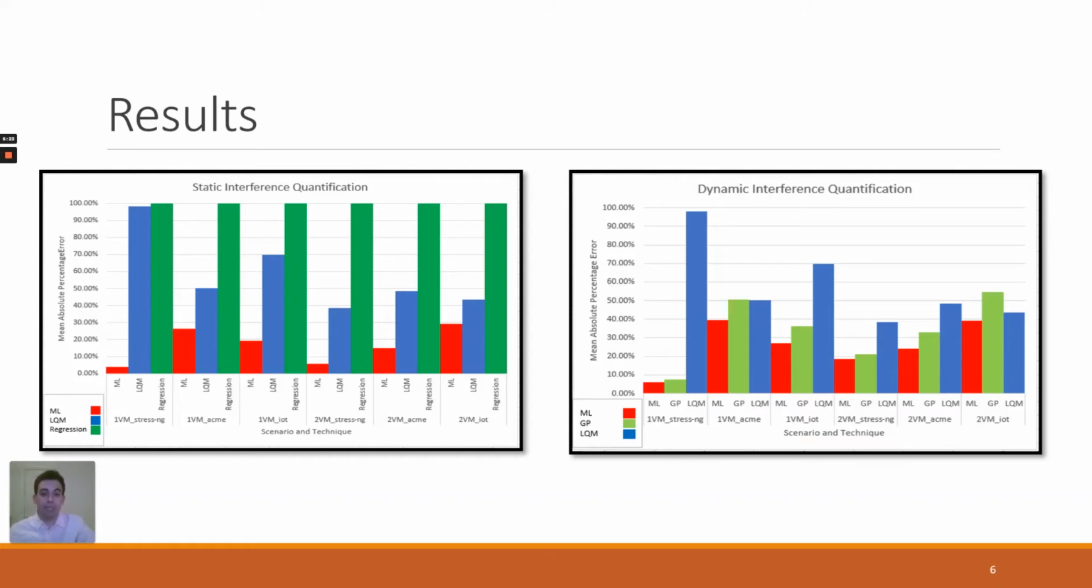To that end, we used the mean absolute percentage error as the evaluation metric. Competing techniques were the layered queuing model, linear regression, and the Gaussian process model. As you can see in the graph, both our static and dynamic ML techniques outperformed competing techniques in several cases by wide margin. In the dynamic interference modeling case, our technique outperforms competing techniques by at least 1.45% and at most 92% across the various scenarios.